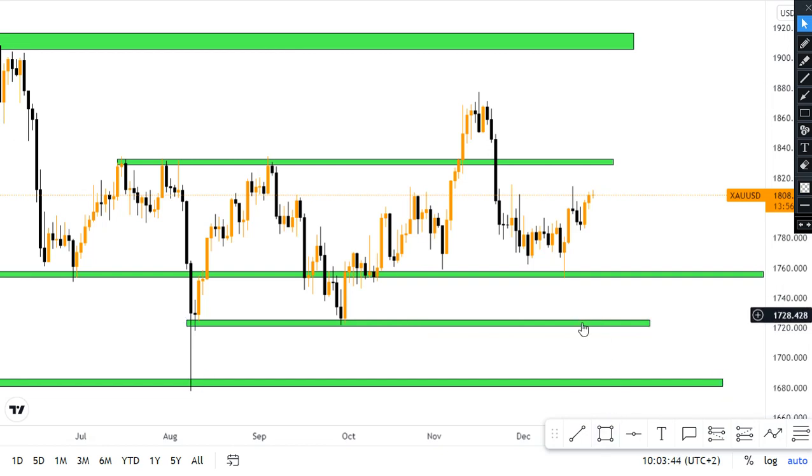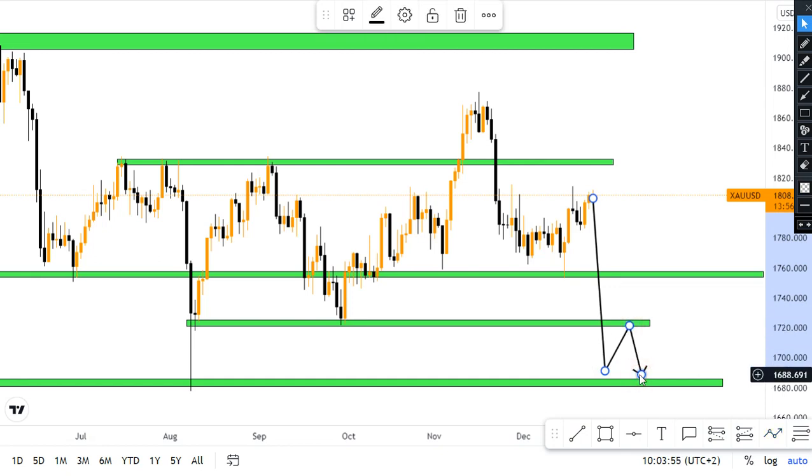If it happens that price might come and break below, I will wait for a retest, then I will take a short position. I don't assume, I just follow price. What is price doing at the current moment, right? So this is a daily time frame.